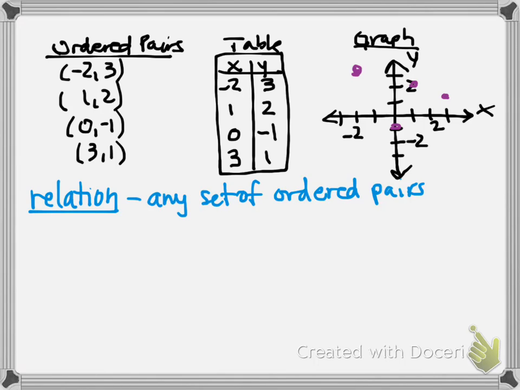Now, when you see a set, it normally looks like this. You see the braces, and then ordered pairs are listed, separated by commas, and then it ends. I'm always lousy at doing my brace on the one side and decent on the other side. Okay? So that's a relation. It's any set of ordered pairs. So our relation contained the ordered pairs -2, 3, 1, 2, 0, -1, 3, 1.